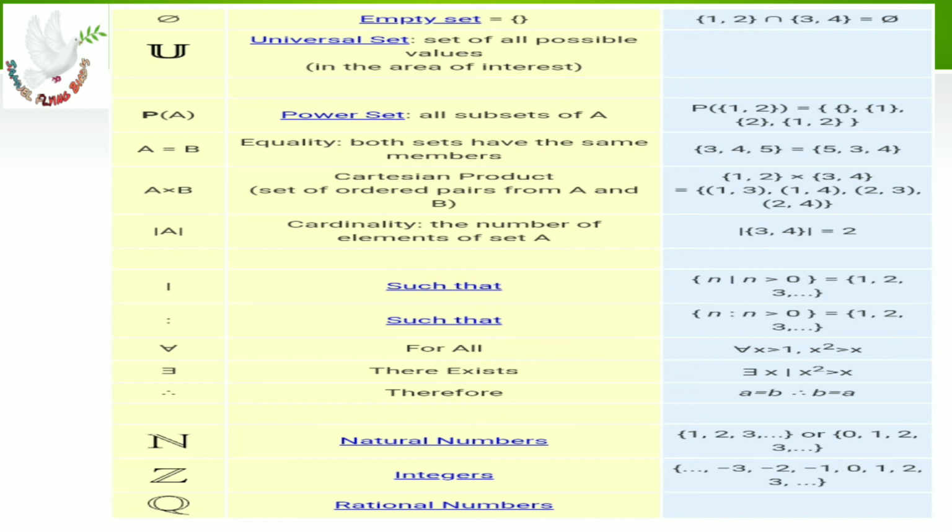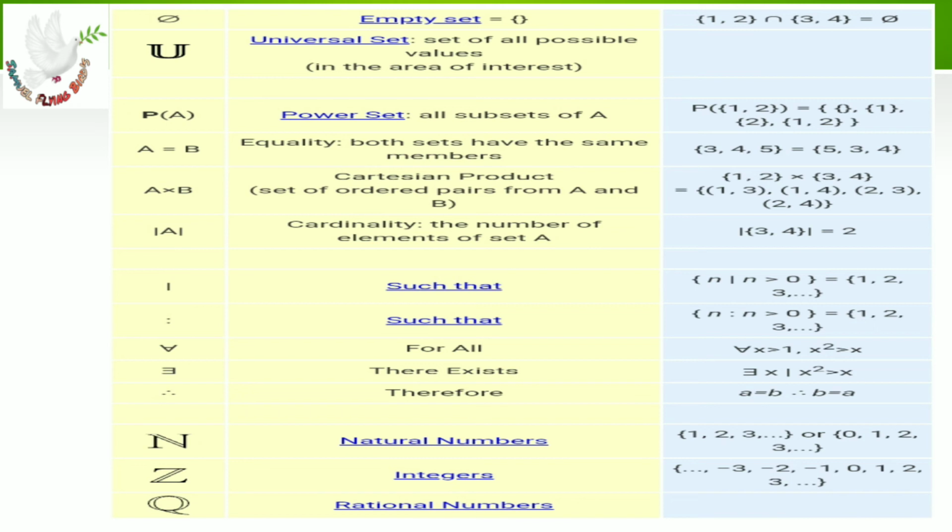The reverse E symbol means there exists. It means something is present in it. For example, there exists x such that x square is greater than x. Therefore is written by three dots in a triangular shaped symbol. A equal to B, therefore B is equal to A.